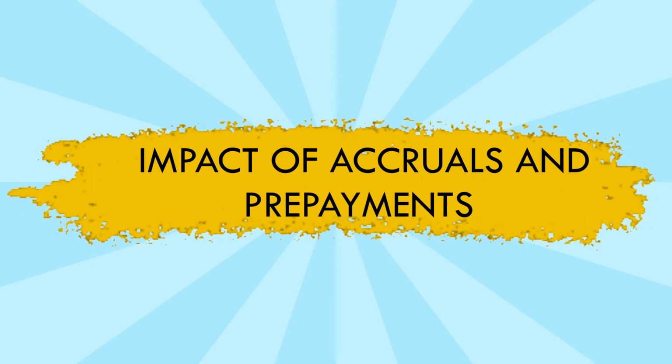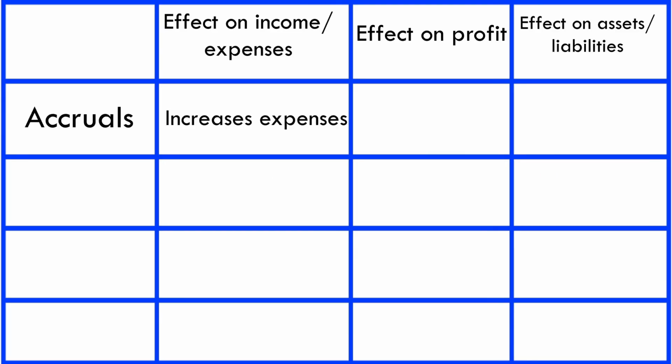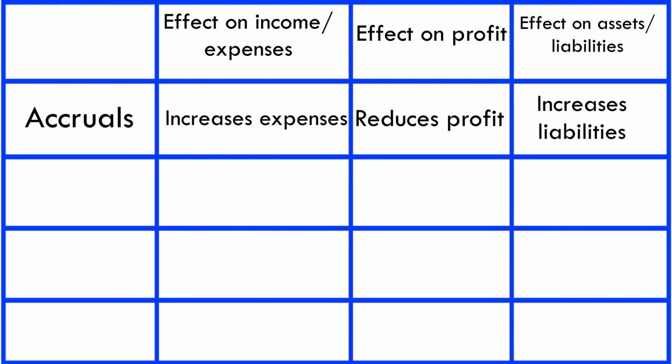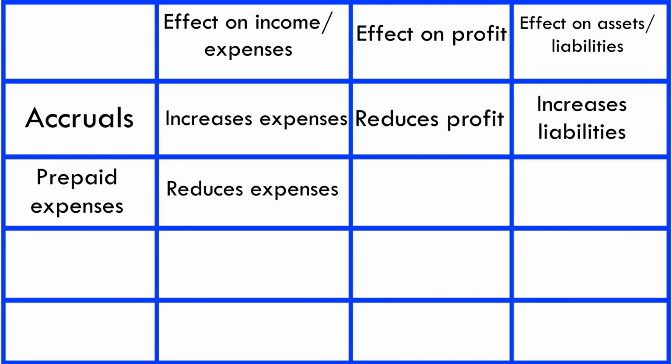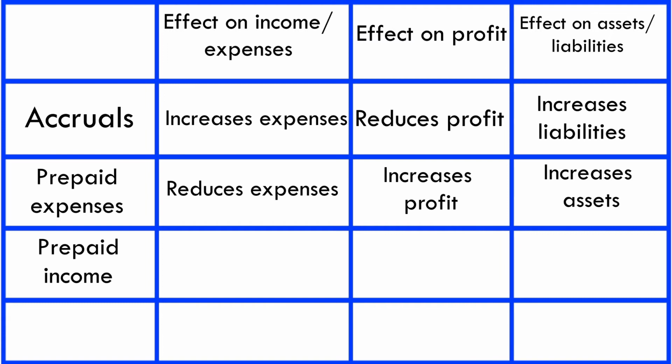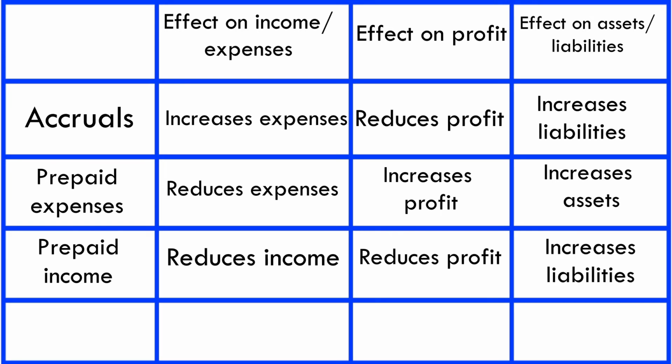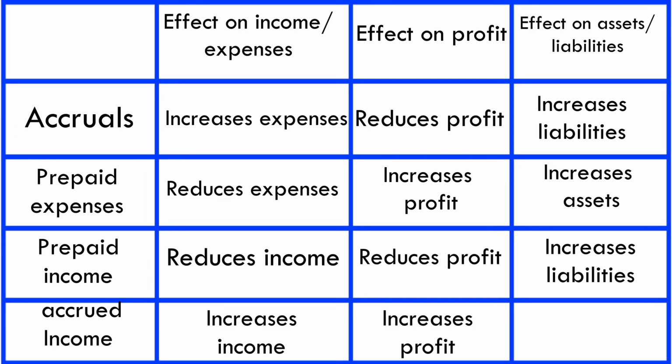Impact of accruals and prepayments. Accrued expense increases expenses, reduces profits, and of course increases liabilities. As for prepaid expenses, this reduces expenses, that means increase profits and increase assets. Prepaid income reduces income, reduces profit, and of course increases liabilities. Accrued income will increase income and increase profit and increase assets as well. So this has been summarized in this table, and this will help you to really figure out how this impacts your financial statements, that is the statement of profit or loss and the statement of financial position.